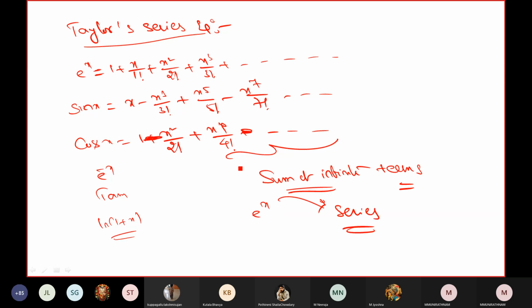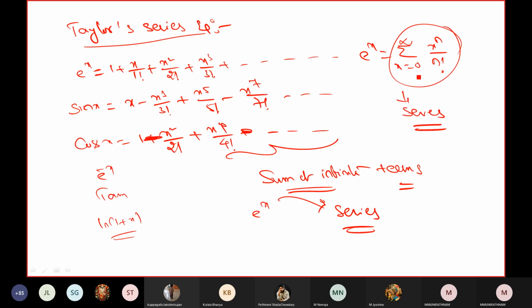A function such as e power x is converted into a series. How will it be converted? It is the sum for n equal to 0 to infinity of x power n by n factorial, right? So this is a series. So how is a function converted into a series form?